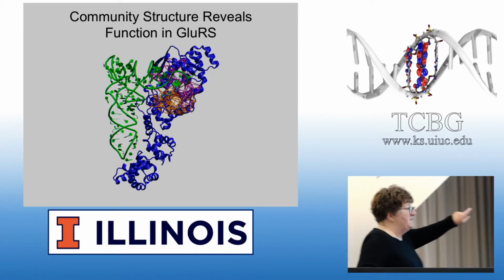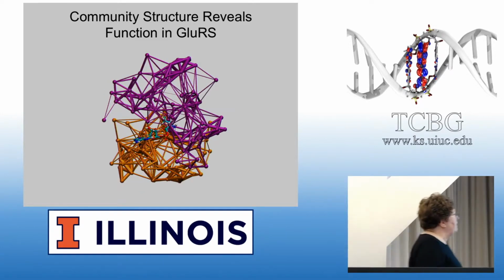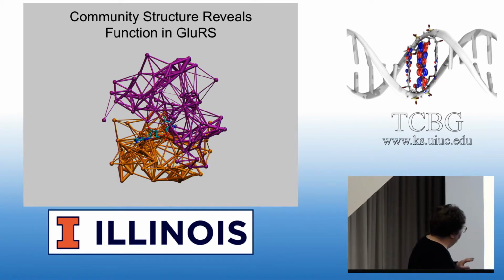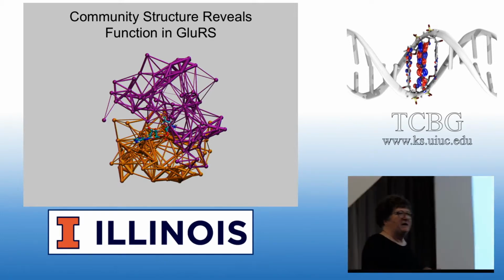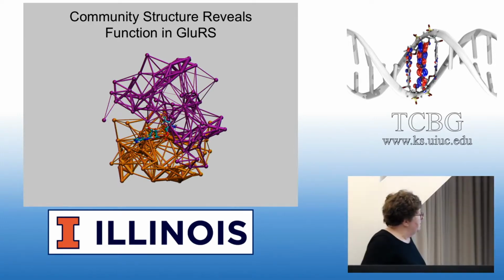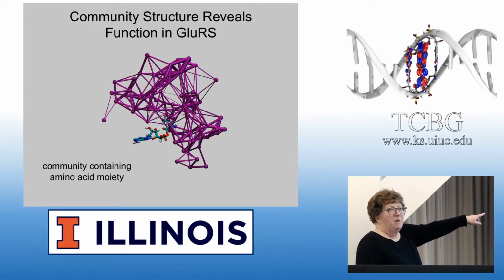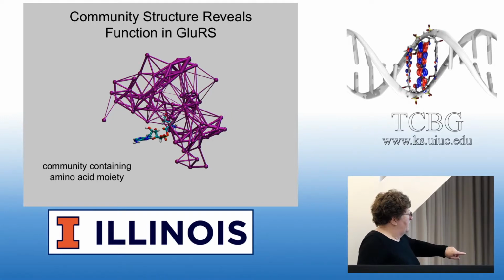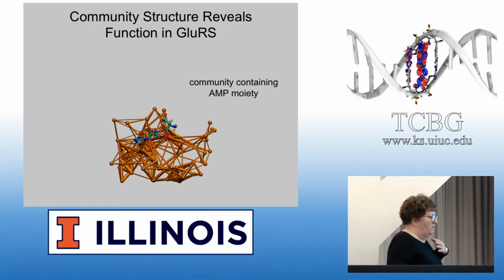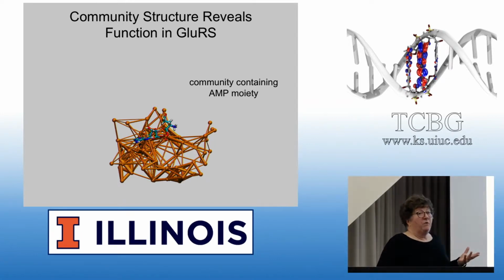All right, so we did the community analysis on this system, and then we just want to speak now about the one that's in the active site. So let's zoom in on that. And you'll see that there are two major communities. One is purple and one is gold. And if you look at what they are interacting with, one part is interacting with the AMP moiety, and one part is going to interact with the amino acid moiety. So there you see, that's the part interacting with the amino acid, and then this will be the part that's interacting with the AMP.